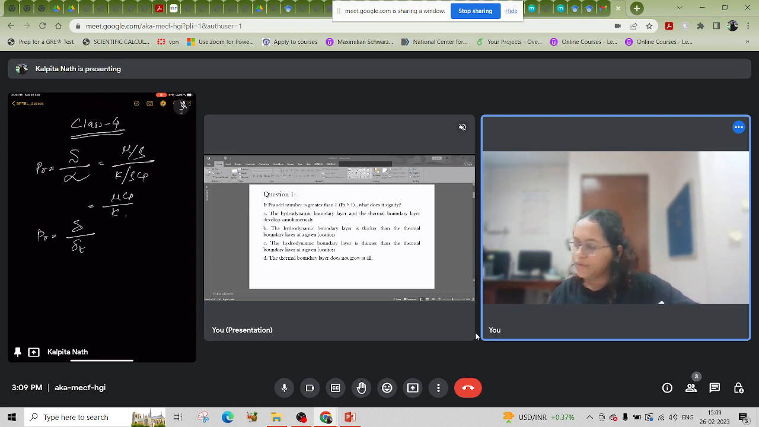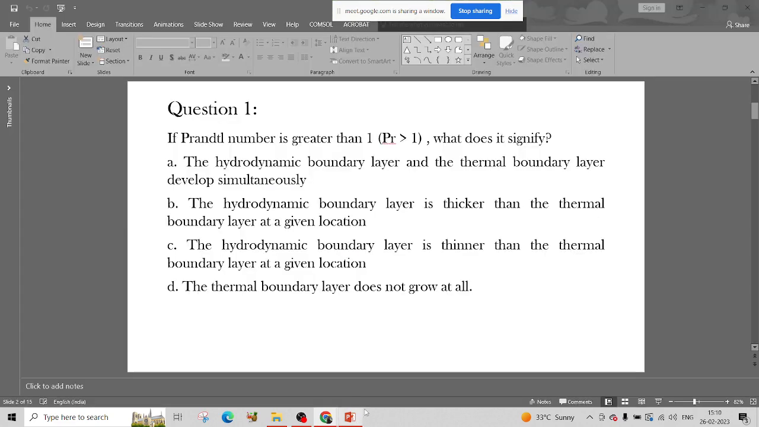Okay, so obviously if Prandtl number is greater than 1, then the hydrodynamic boundary layer thickness is greater than the thermal boundary layer thickness. Thus the hydrodynamic boundary layer develops more rapidly as compared to the thermal boundary layer. That is, the answer will be B. Now let us proceed to the next question.